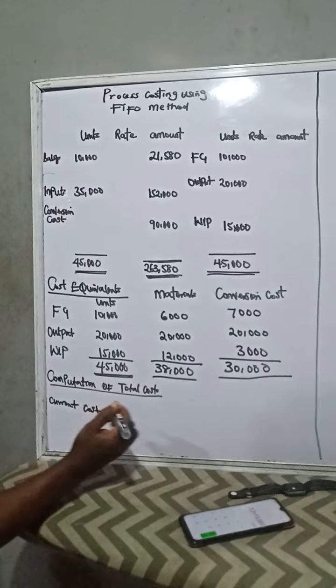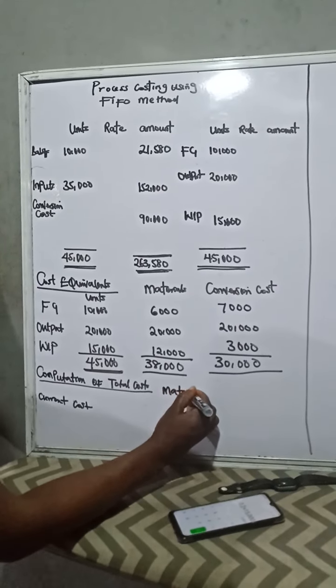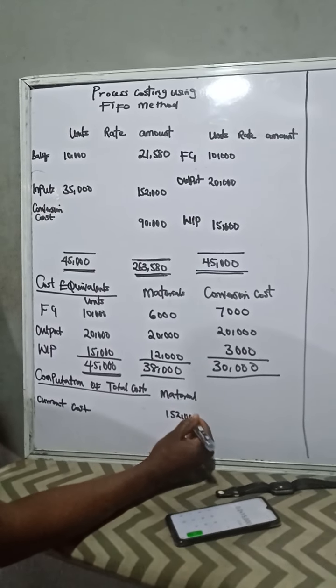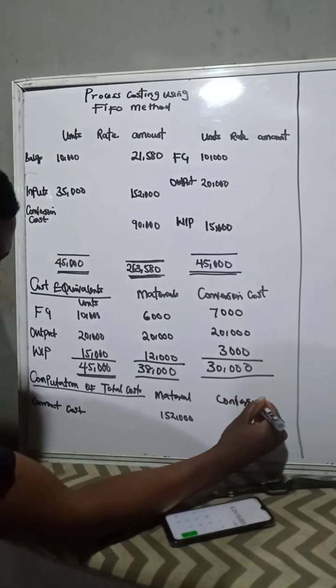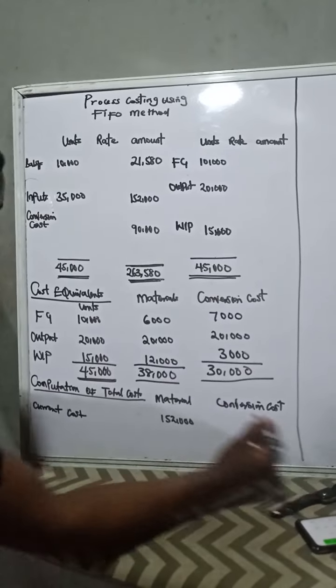So I'll come here, current cost. For material, it is what? 152,000. For conversion cost, it is what? 90,000.